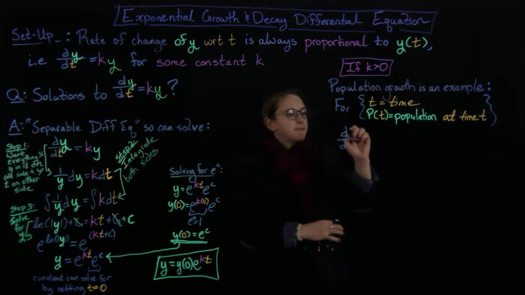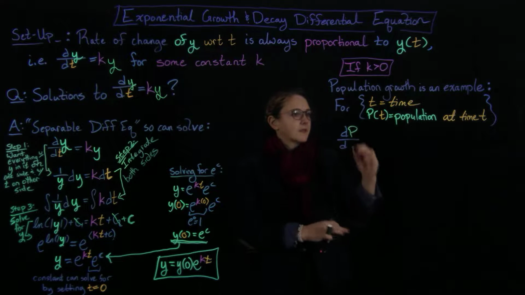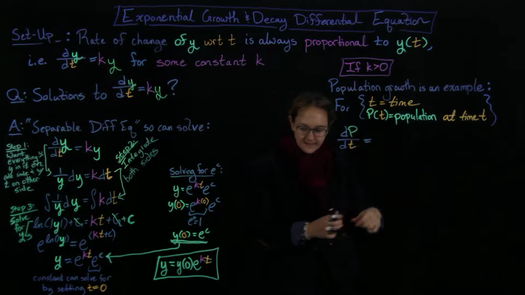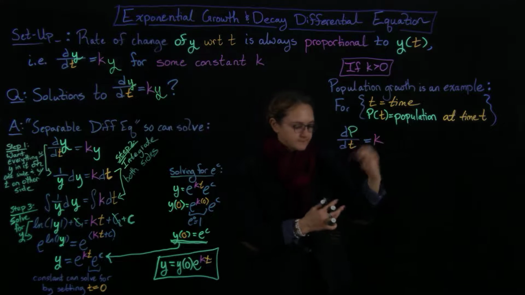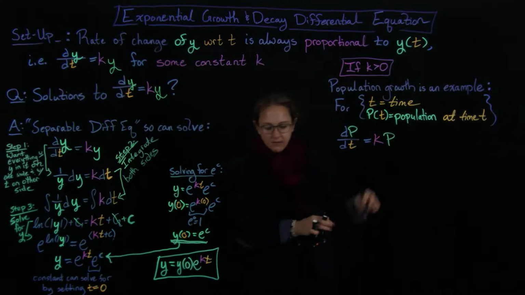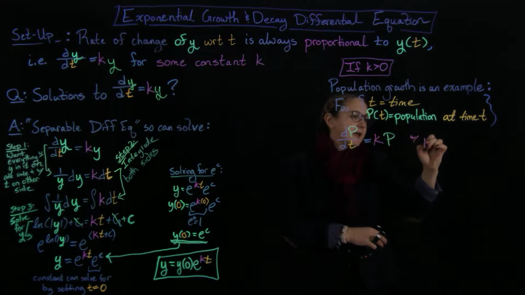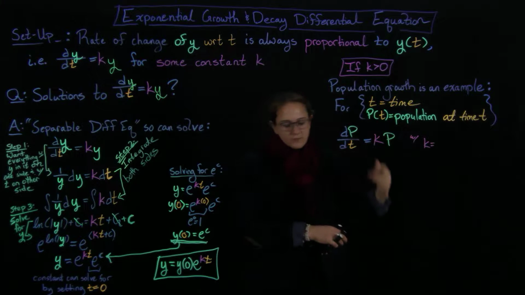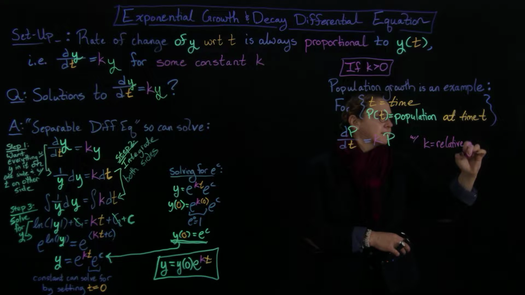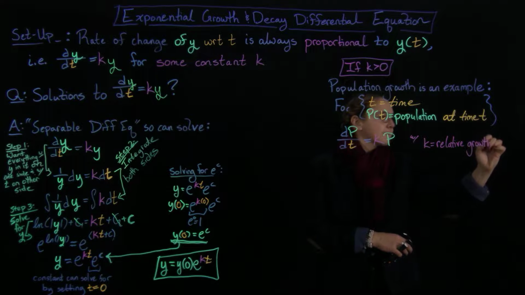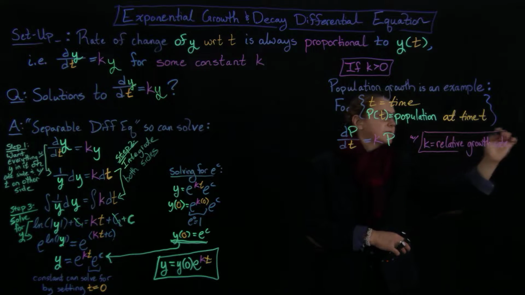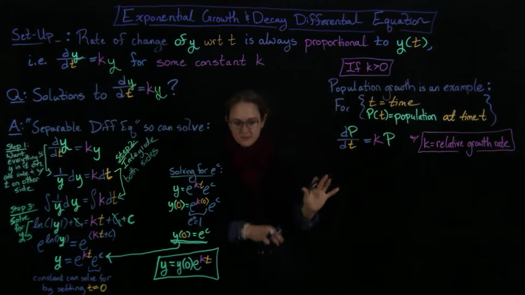dP/dt equals k times P, and where we have here, k is going to be called the relative growth rate. So this is called the relative growth rate. This is a new terminology or name in a population growth circumstance.